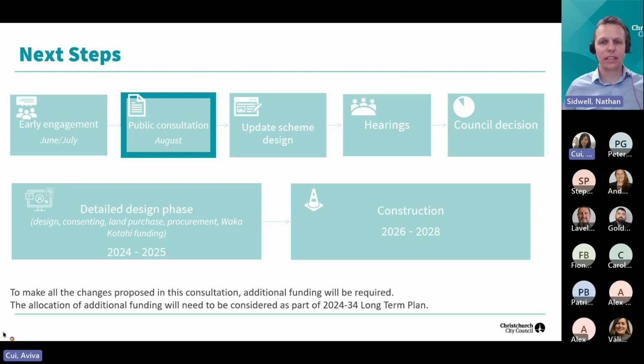So the detailed design phase includes a number of things. This includes the detailed design of all aspects of the project, as I've mentioned previously in the scheme, but also we need to go out and resolve our consenting. So we have resource consents to get, we have to analyse some contaminated land in the area. The consenting will also be about working in the river.